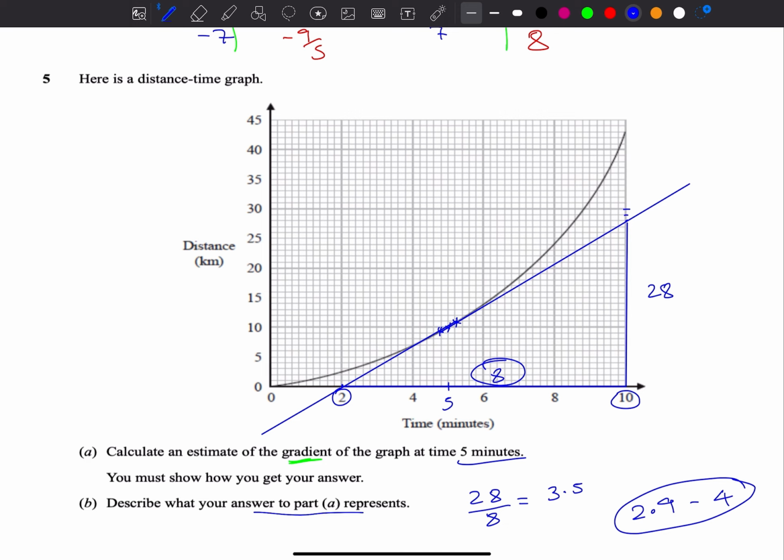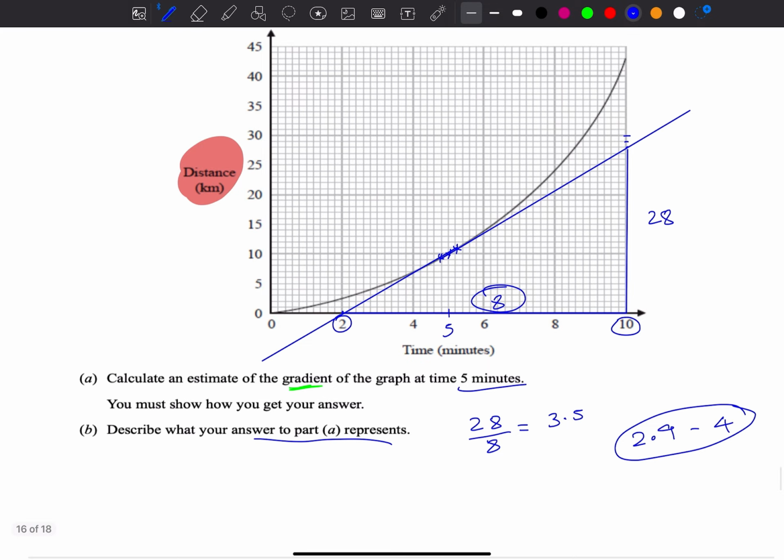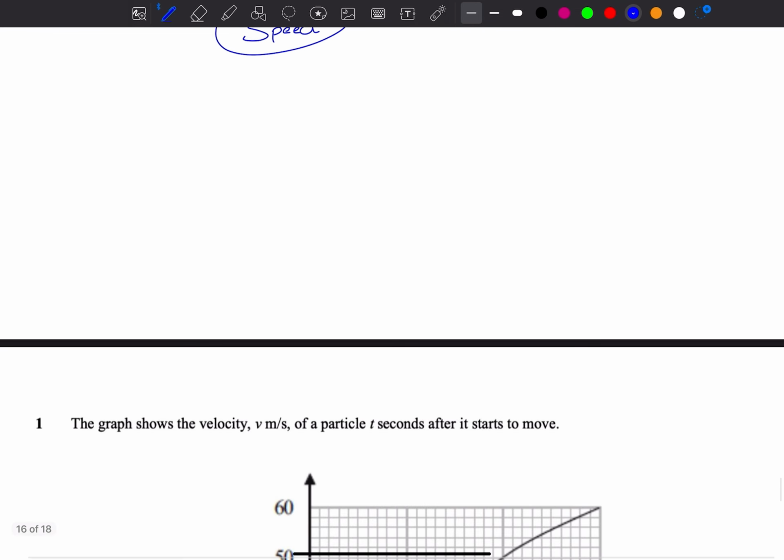Describe what the answer is. You look at this one. Distance. If you differentiate, do the gradient on the distance, what's the next one? Remember, it's always distance, after that is speed, after that is acceleration. If it was speed here, then my answer is acceleration. It's not. It's distance here, so my answer is speed. Make sense? It's speed. Next one.